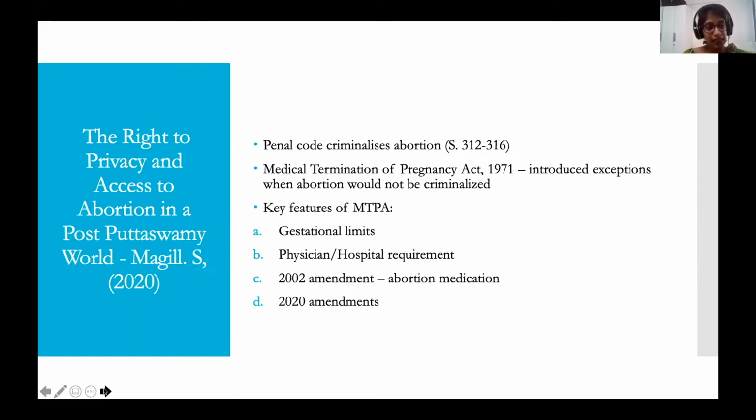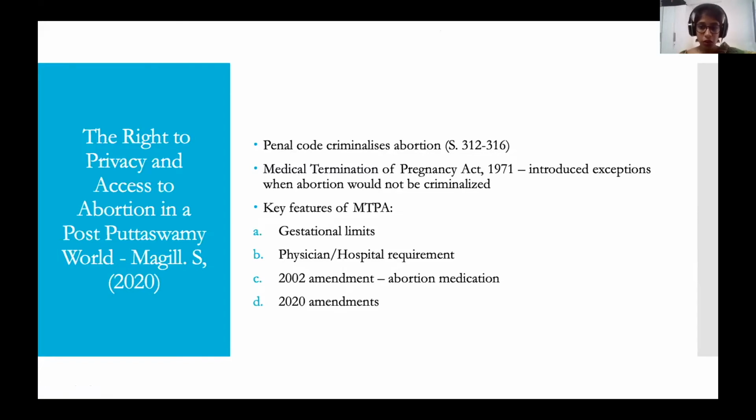In the Indian landscape, I extracted a piece from Sabrina Magal's article, The Right to Privacy and Access to Abortion in a Post-Puttaswamy World. I've just extracted the bits where she's talking about the legal framework. So the IPC states that the causing of miscarriage is a criminal offense. Both causing and accessing abortion would be a crime under this provision. The restrictions actually led to many women obtaining illegal and unsafe abortions.